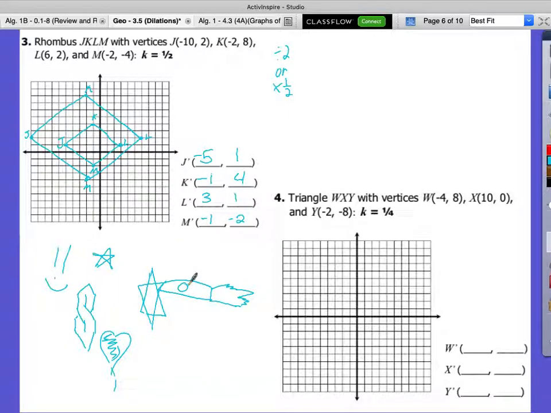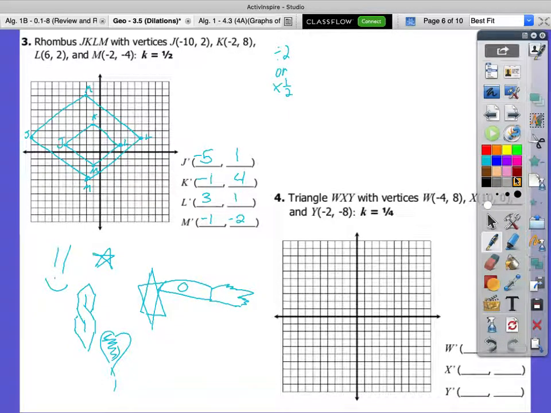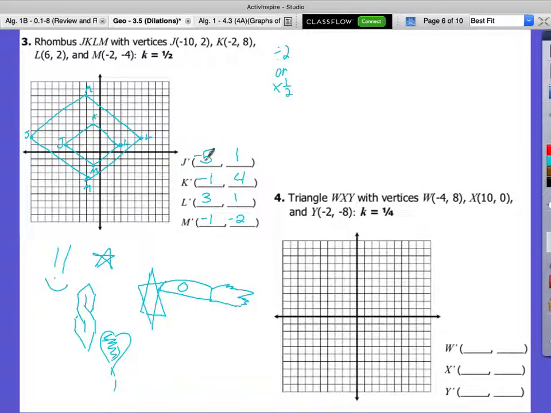Now, guys, something I had to talk with a few of you about as I went around. You said, hey, Mr. Kossel, is it okay if we just divide by 2? If I just take -10, I know half of that is -5. I know half of -2 is -1. I just know that. Can I just write that? Yeah, you can. But here's the thing.